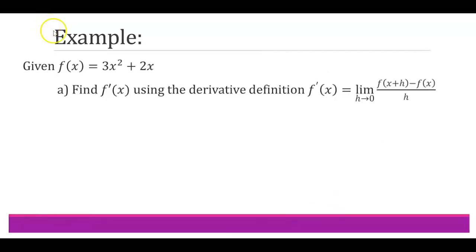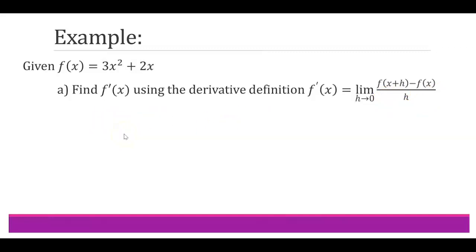Let's jump right into an example. Here we're given f of x equals 3x squared plus 2x. In part A, we're asked to find f prime of x using the derivative definition, so f prime of x being the limit of a difference quotient. Quick note, if you've taken calculus before, you may know that there is a shortcut to finding the derivative of this function, but here we are explicitly being asked to use the derivative definition. So let's go ahead and get started on that.